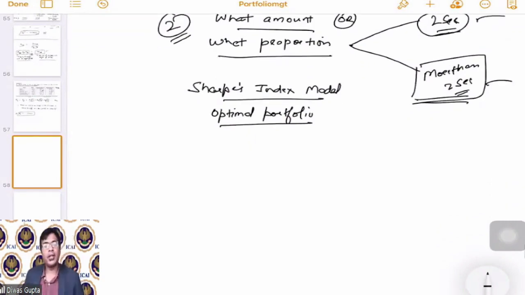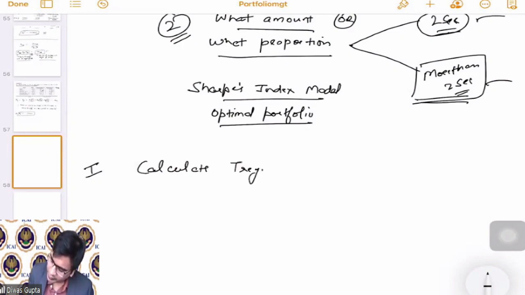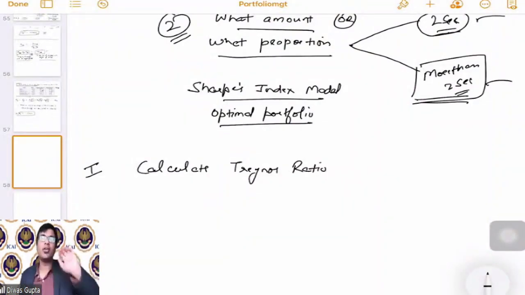Now Sharpe's index model is already, so basically all that process till the conclusion is already done by Sharpe himself. What the theory says is that we have to perform four to five steps. So the first step is we have to calculate the Treynor ratio. Now we are trying to answer that if we are given a set of 10 securities, out of those 10 securities, which security to pick and what amount to invest in those securities. Correct? This is what we are trying to answer.